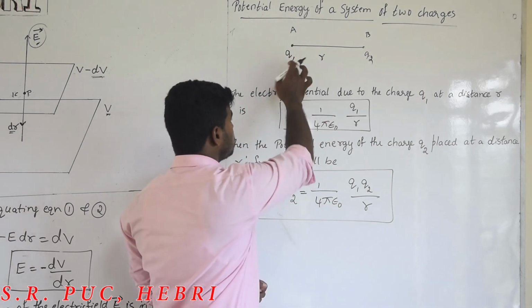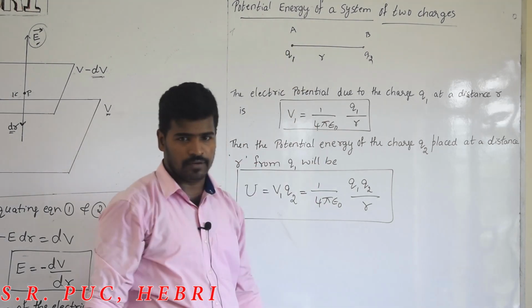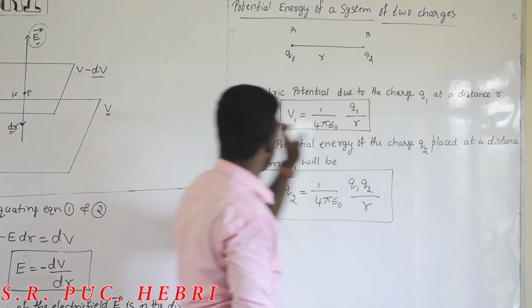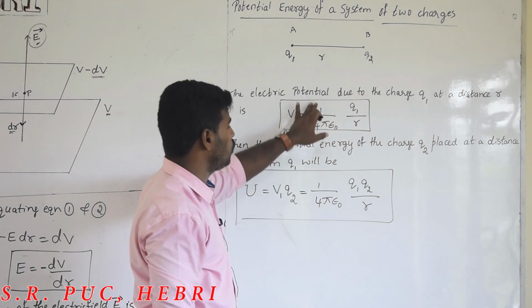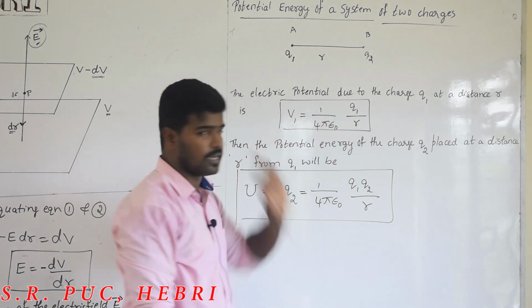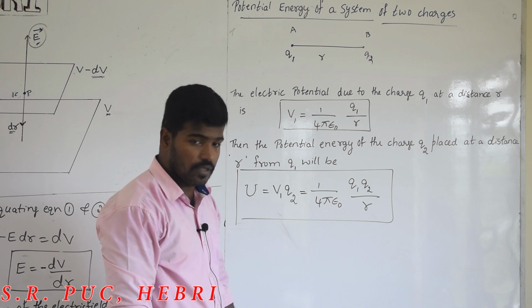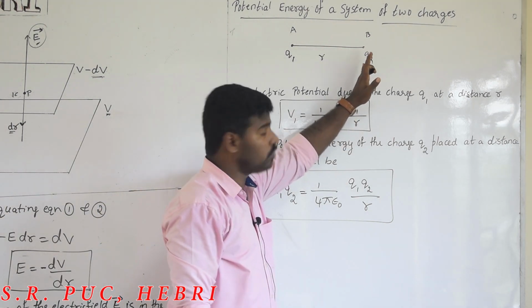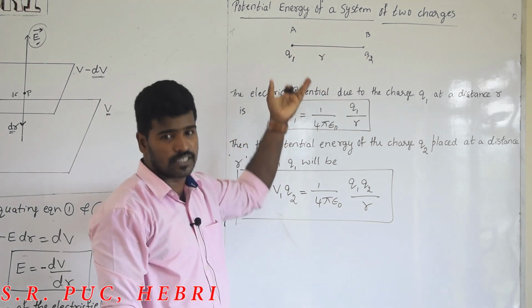Because of Q2, the charge Q1 attains a potential. Therefore, the electric potential due to the charge Q1 at a distance r is V1 equal to 1 by 4 pi epsilon naught times Q1 divided by r, according to the general equation. Now, Q2 is considered as a unit positive charge. Now that charge is moving towards Q1.